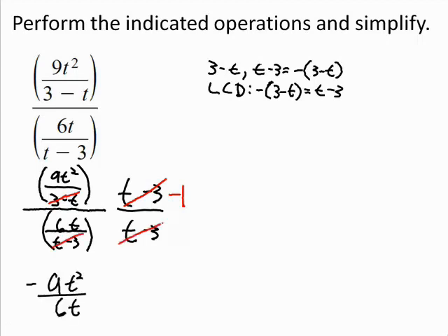You are left with negative 9t squared divided by 6t. Rewrite each factor as a product of its prime factors. There is a 3 and a t in both the numerator and denominator, so they cancel out.